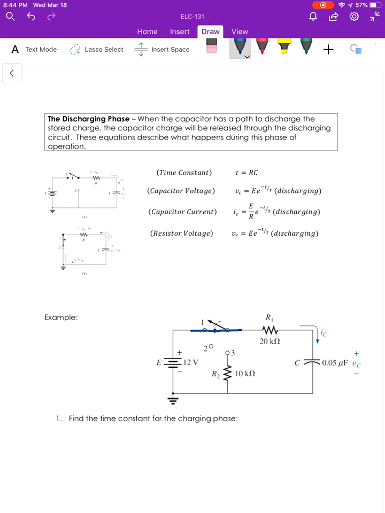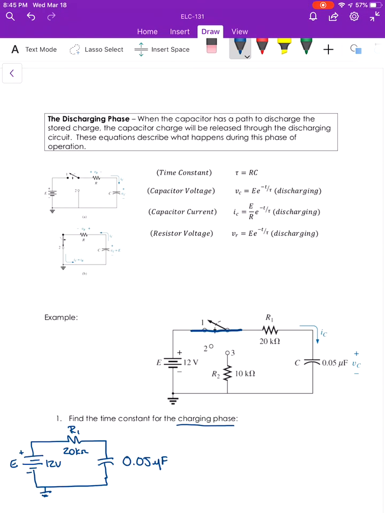So for the charging phase, we could just draw what that circuit looks like, and it looks like this. I'm leaving out R2 because R2 is not included in the charging circuit.